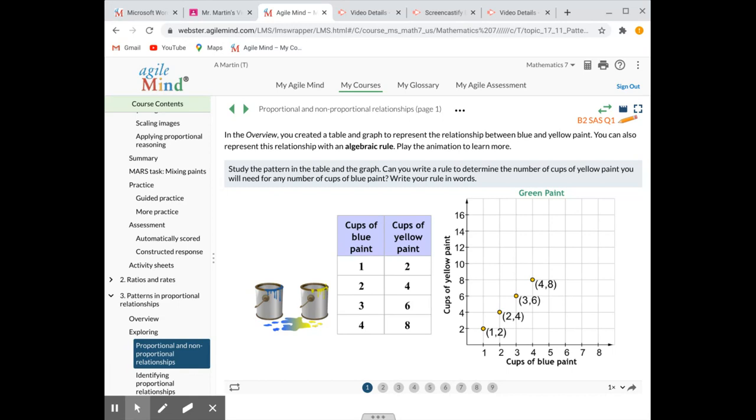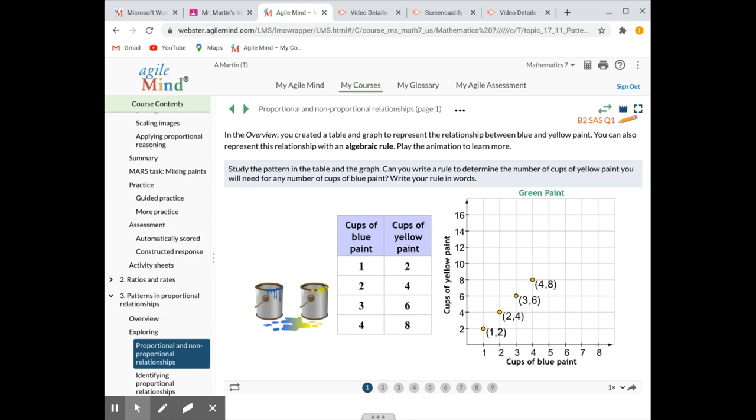Perfect. So, how were the ratios used in that scenario? In other words, explain what each ratio means. Cups of blue paint, cups of yellow paint. Correct. Perfect. So, for instance, if we had 2 blue, we had 4 yellow. Or 3 blue, we had 6 yellow. Good. All right. So that's what we went over yesterday.